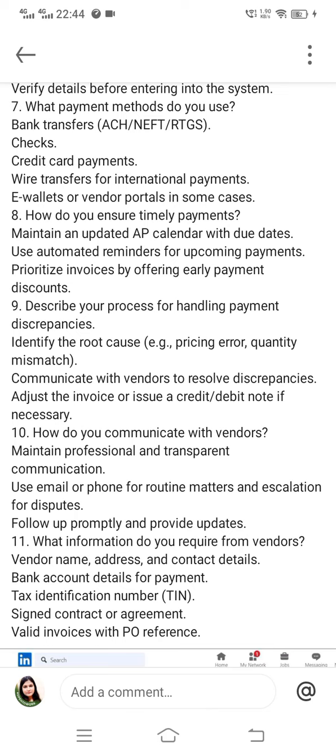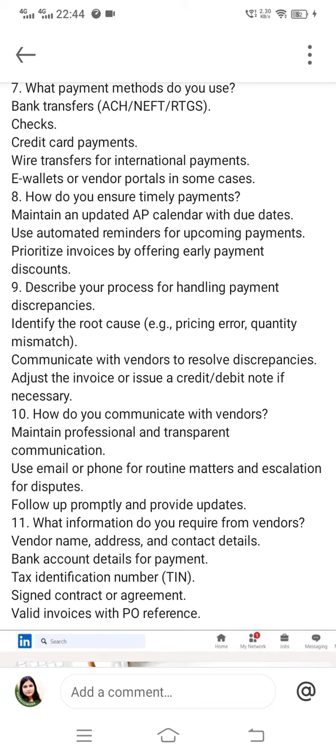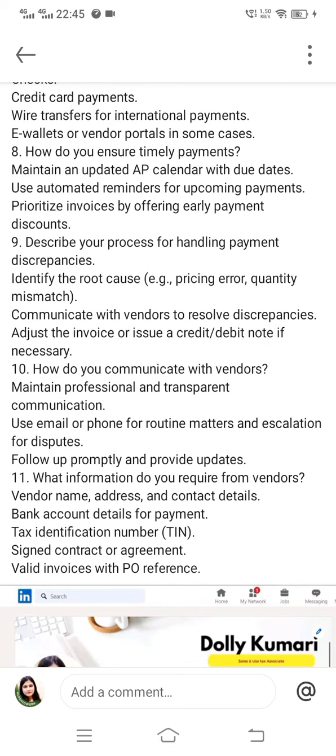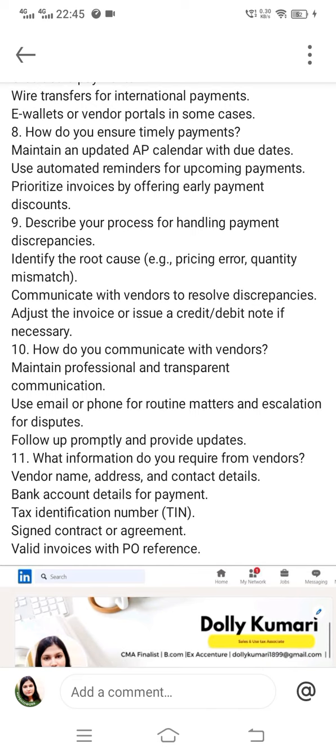And then we have 10th question, how do you communicate with vendors? So we should always maintain a professional relationship with the vendor, and we should always be fair and honest with them. If you are not honest with the vendor, they will know that this person and this organization is not professional and ethical. So transparency and communication is one of the keys. Always try to keep them in the loop in case of any discrepancies, and assure them that we will address this and this will not happen again in future.